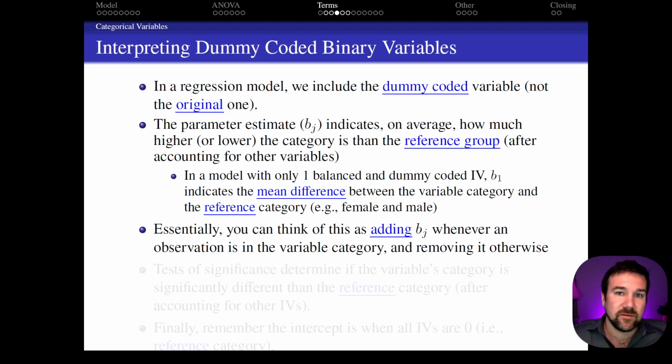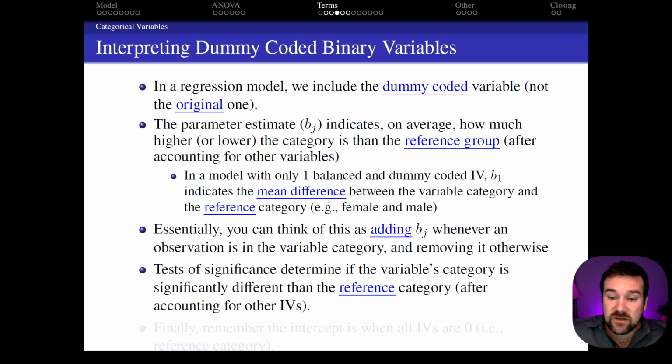So essentially, on a broader scale, you can think of this as adding the parameter estimate for that categorical variable whenever the observation is in the category. So whenever it's female, you add that beta, and whenever it's male, the female binary variable turns to 0, and so that beta value just turns to 0 and disappears. That beta value only pops up when the participant is female.